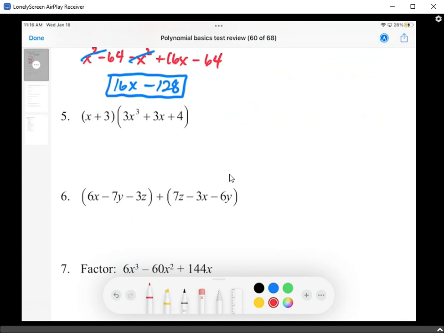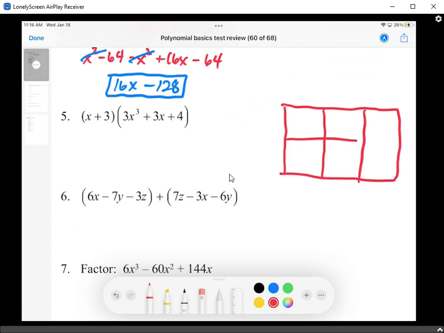Me personally, I like to use the box because it's so nicely organized and it makes sure that we don't forget anything. Okay, so I'm going to draw myself a 2 by 3 box. We've got 3x cubed for a 3-term one, 3x and plus 4 at the end. Going down the side, we've got x and plus 3. We're just going to multiply everything that lines up in that grid.